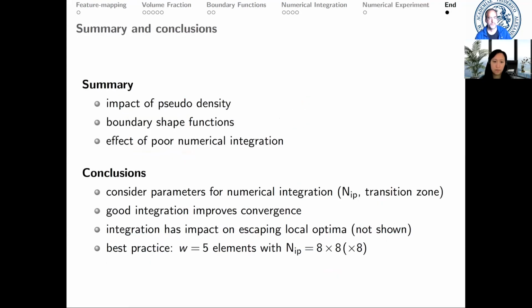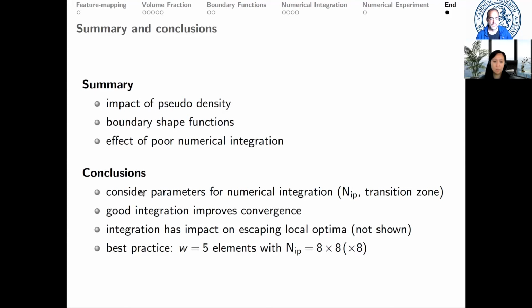So, to the summary: I wanted to demonstrate the impact of pseudo-density, something we always work with, but to remind us, did we really understand what pseudo-density means and what the interpolation of the material really means? Talk about boundary shape functions, why we have them, how they work, and the important point for me is that when our numerical integration is too poor, we may lose a lot of what we expect from our boundary shape functions.